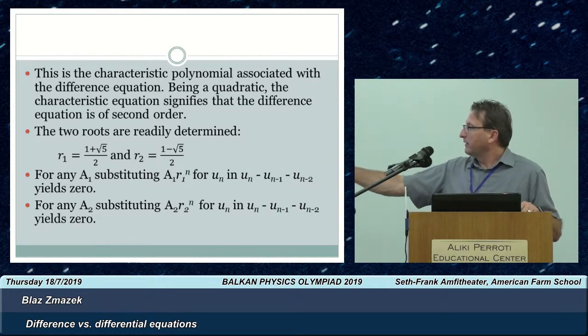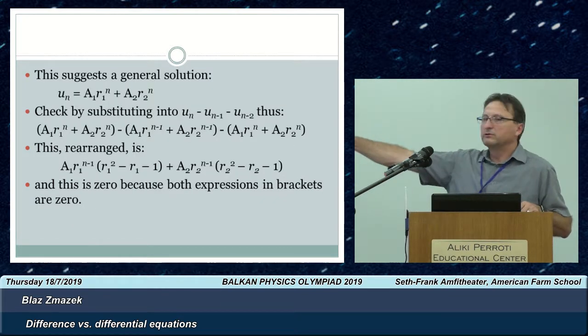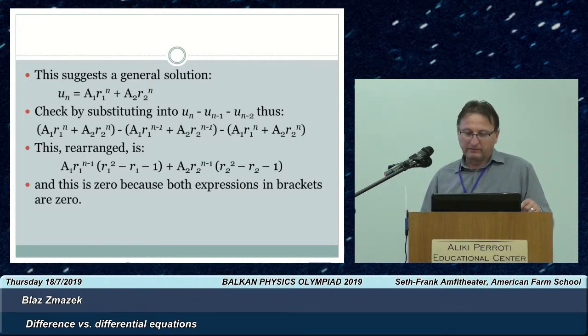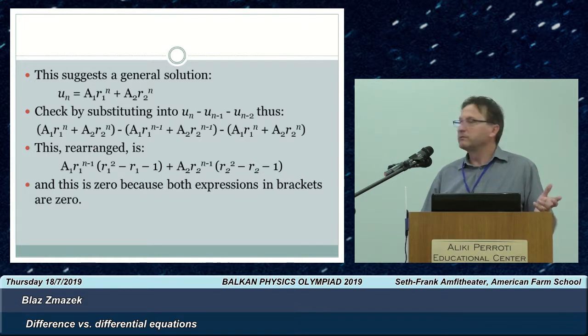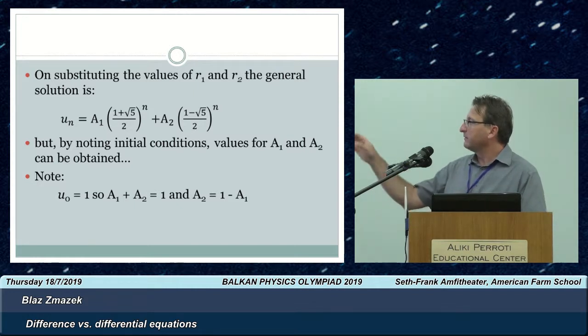So we have r1 and r2, and for any A1 and A2, these functions A1 r1 to the n are solutions of this equation. So this is the solution of the Fibonacci sequence. But we also have to determine the coefficients A1 and A2. We see that it is definitely a solution because we got a characteristic polynomial, and we chose the r's as the roots of this polynomial.